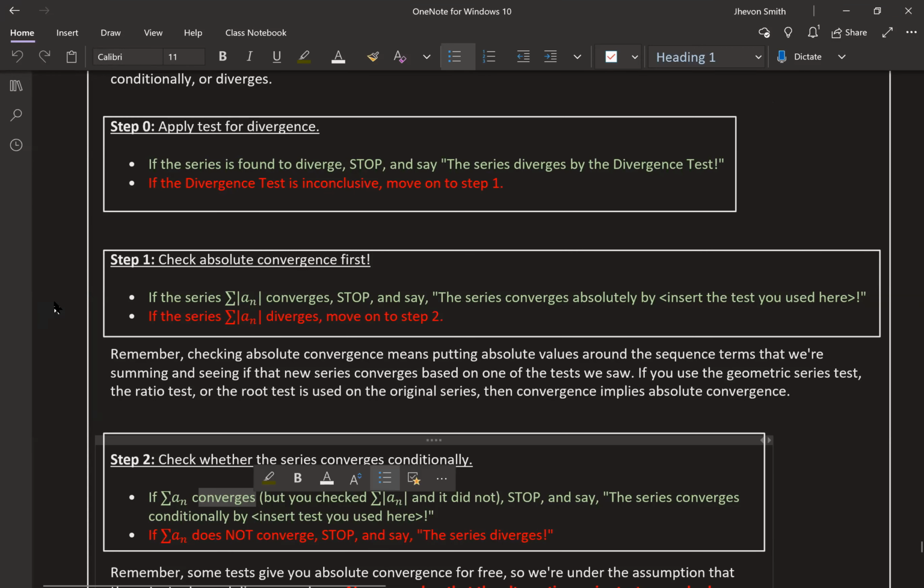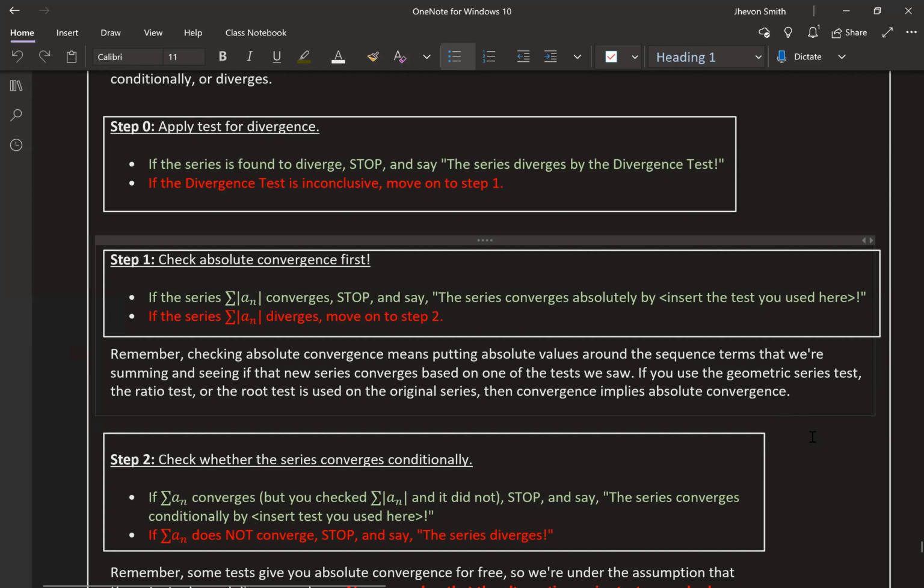Things of that sort. One thing that you do want to remember here is the alternating series test cannot check for absolute convergence. It does not. So if you're doing the alternating series test and then you tell me, oh, this thing absolutely converges, I know you don't know what you're talking about. The ratio test and the root test give absolute convergence automatically. So does the geometric series test.